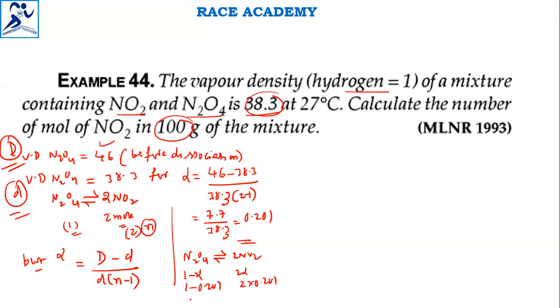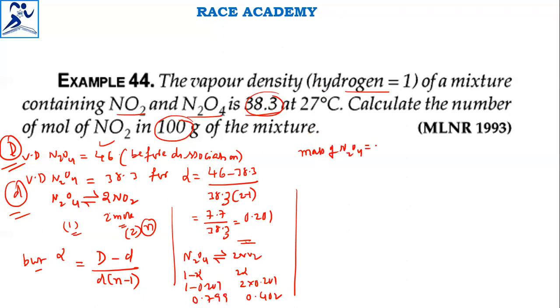1 minus 0.201 is 0.799 and 2 into 0.201 is 0.402. So that time I can say that the number of moles of N2O4 we got is 0.799 from this calculation. From that we can find the mass of N2O4.